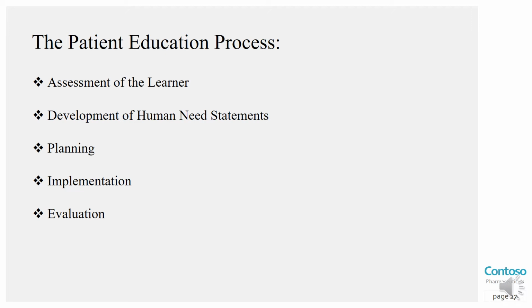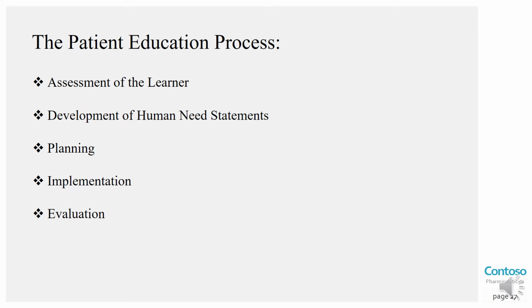The planning phase of patient education includes the teaching learning process, and it occurs as soon as the learning need has been assessed and then identified with the patient, family, or caregiver. With mutual understanding, the nurse and patient identify outcome criteria that are associated with the identified human need statements and are able to relate them to the specific medication the patient is taking.